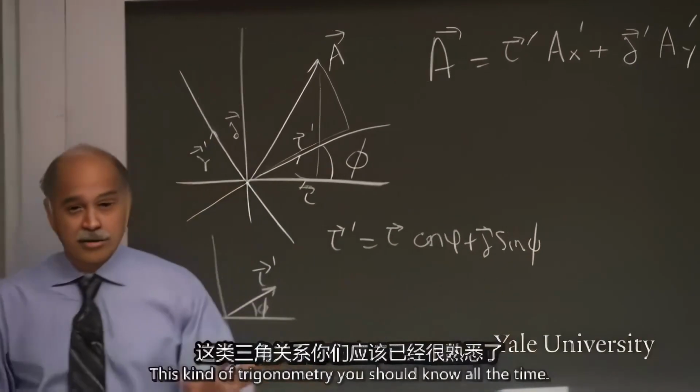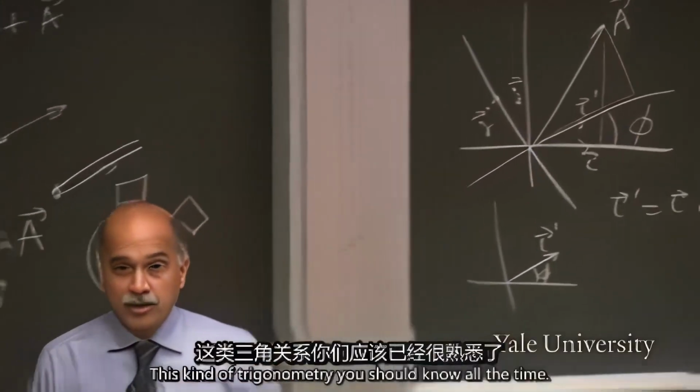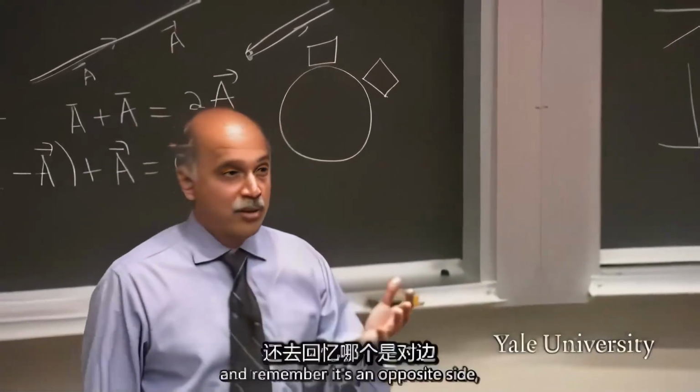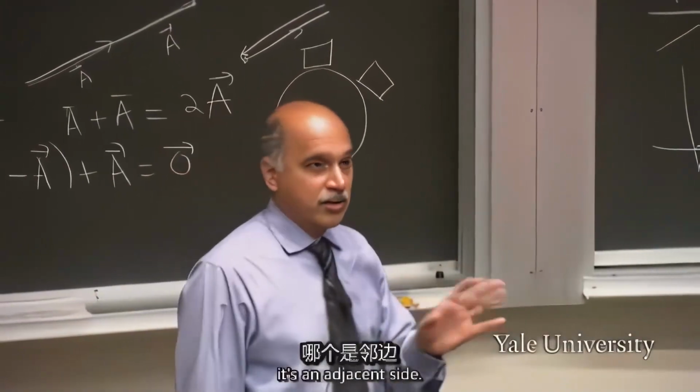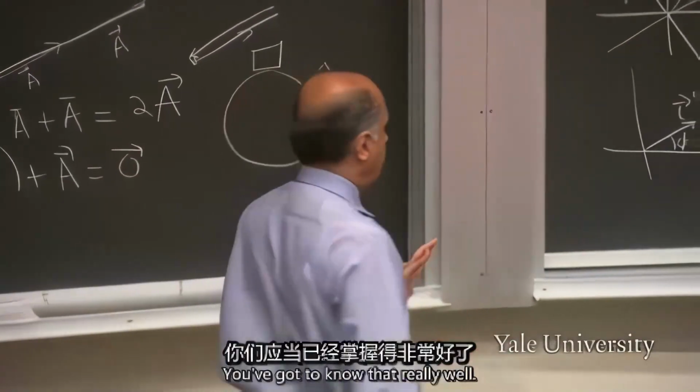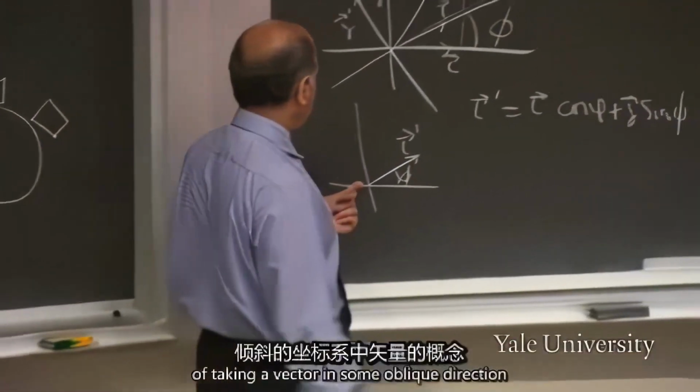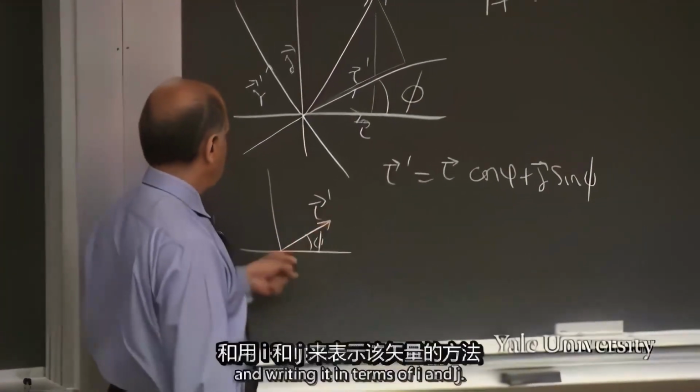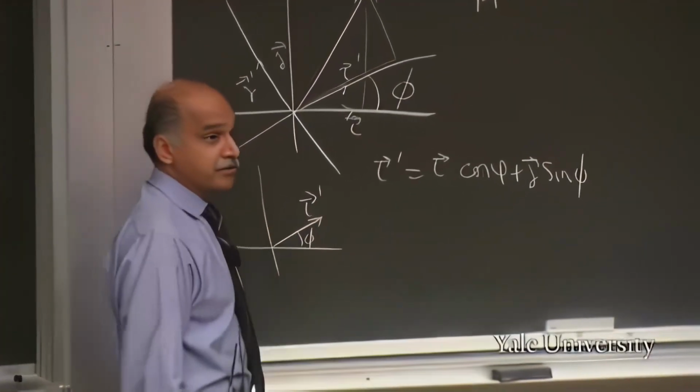This kind of trigonometry you should know all the time. It's not something you're going to go back and remember, is it opposite side, is it adjacent side? You've got to know that really well. So you've got to be very used to the notion of taking a vector in some oblique direction and writing it in terms of i and j.